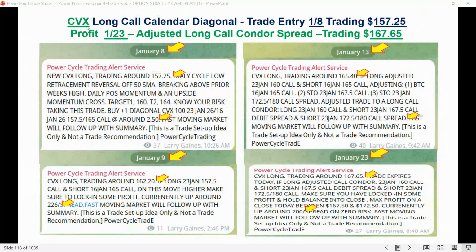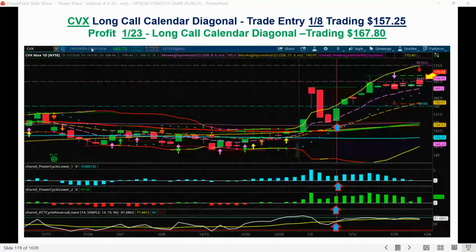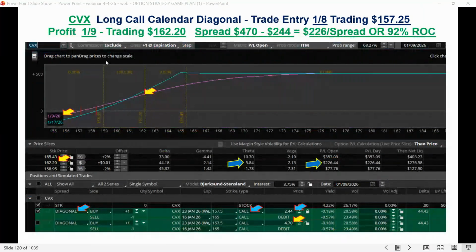Now here's another one that was a really nice trending trade we did on Chevron. This was a counter diagonal setup. It traded at 157.25. We did a number of adjustments here and then got out on the 23rd of January. I won't go through the details here, but here was what it looked like when we got into the trade at 157.25. We had our cycle reversal, momentum up, got in right here, a beautiful trend up, and out right there. On the 23rd, it was trading at 167.80.